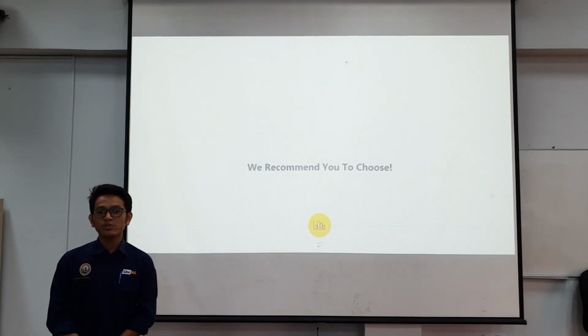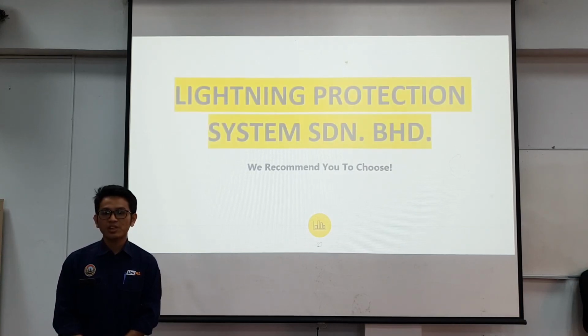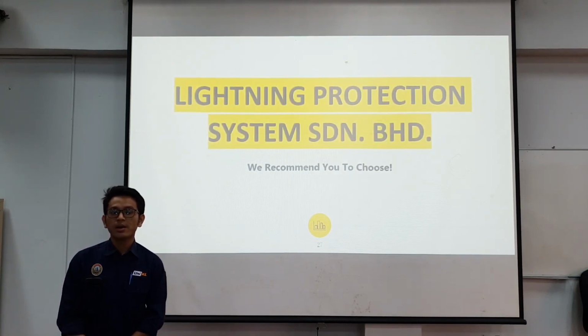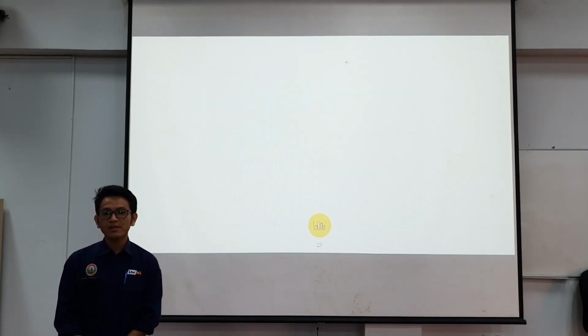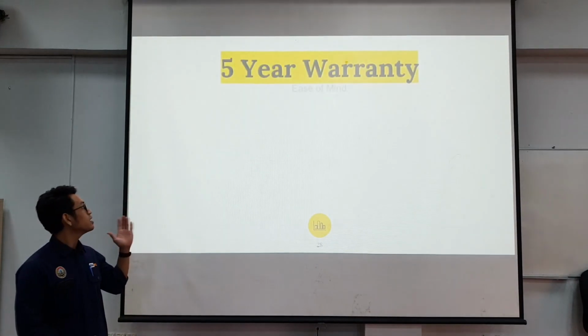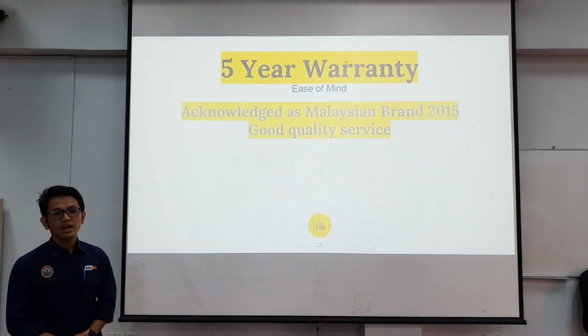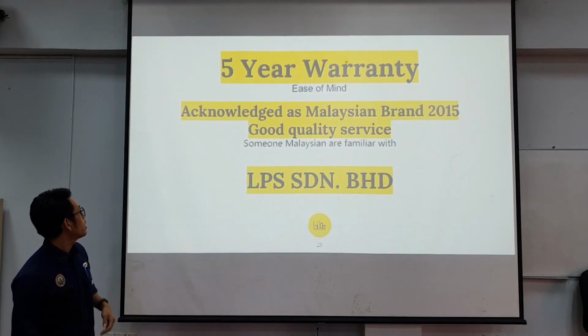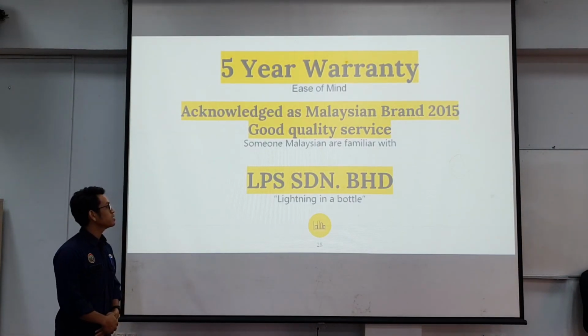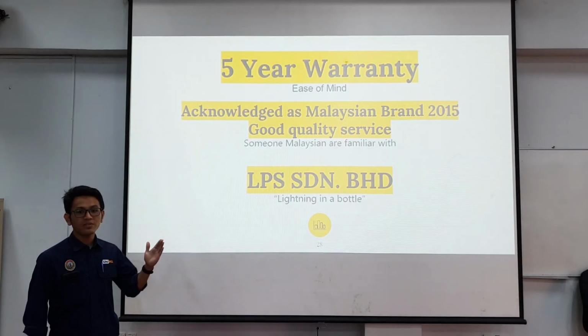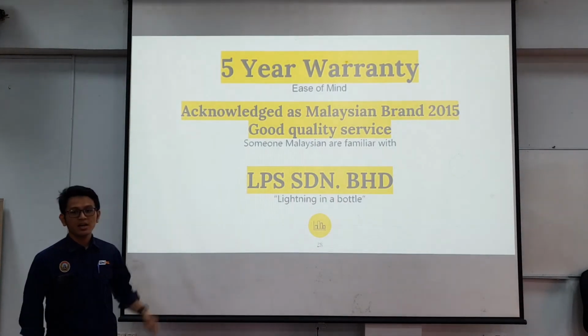So therefore, we recommend you to choose Lightning Protection System (LPS) Sdn Bhd because this company provides a 5-year warranty, which is ease of mind, and this company is also acknowledged as a Malaysian brand 2015 for good quality service, which someone in Malaysia is familiar with. LPS Sdn Bhd, Lightning in the bottle.